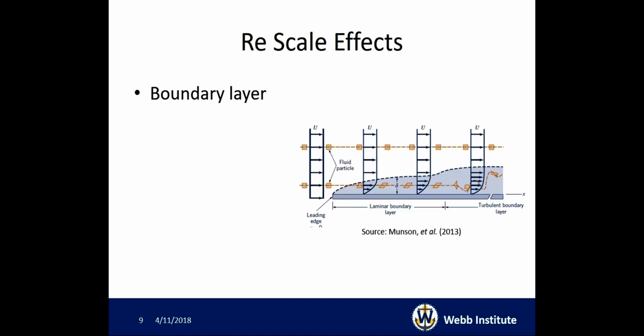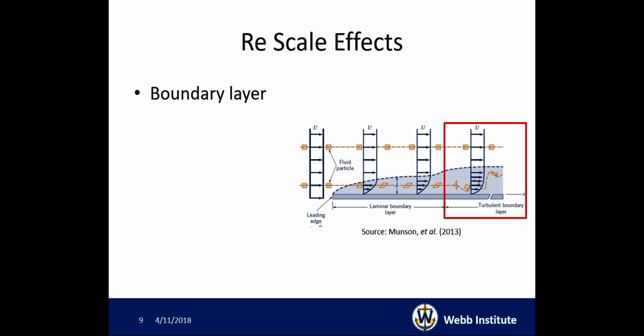Next, we'll talk about Reynolds scale effects. Reynolds scale effects derive from the fact that there's a boundary layer in any viscous fluid flow, shown in the figure on the right. And in any boundary layer, there are two types of flow. There's a laminar region, which is steady, can be well predicted, and the fluid particle follows a predicted path.